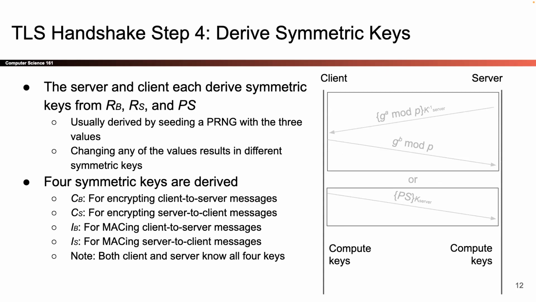And so messages in one direction get encrypted with 1 key, messages in the other direction get encrypted with a different key, but both sides know both keys, right? That's the key, no pun intended. Both sides know all 4 keys. And so even though the messages get encrypted with different keys in either direction, both sides are able to encrypt and decrypt them. Same thing with the MACs. There's 1 for MACing in one direction, 1 for MACing in the other direction.